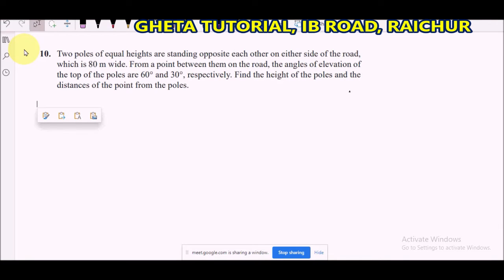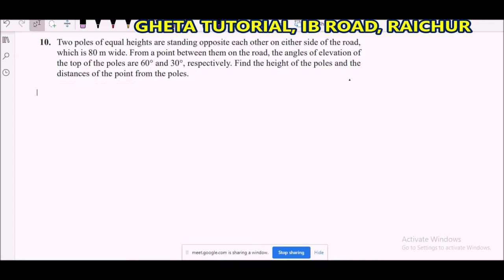10th question now. Two poles of equal heights. There are two poles of equal heights standing opposite each other. Okay, two poles, equal heights. So first I will draw the ground level and the two poles opposite to each other.